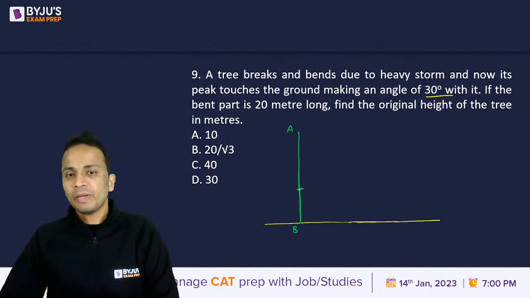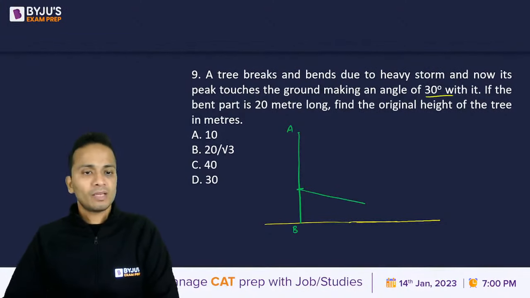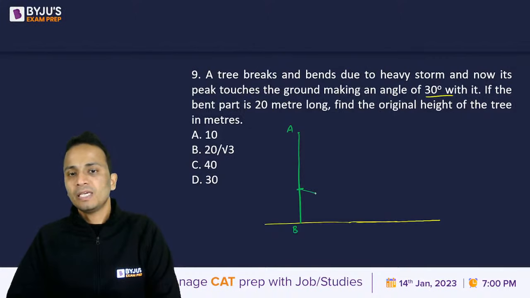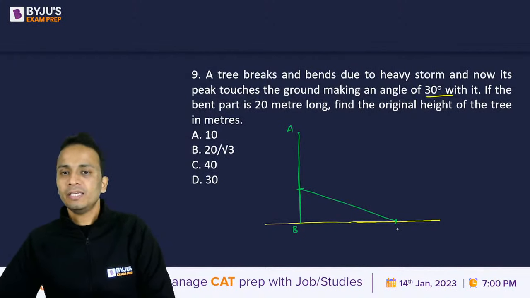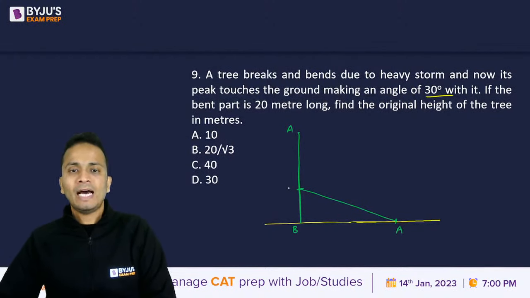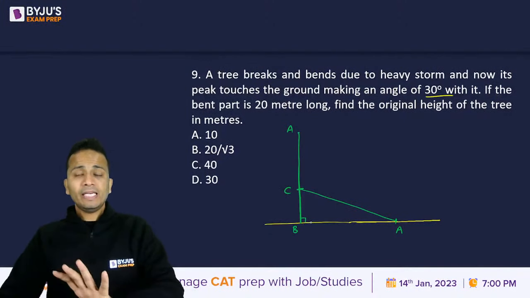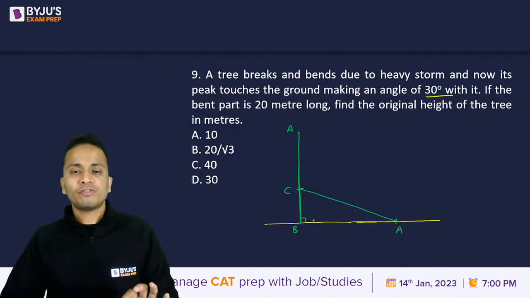So it breaks from here, and after breaking it bends, and the peak of the tree now touches the ground. The tree has fallen like this. So the point A, which was at the top, has come here on the ground, and the tree breaks from point C. Right? So this is the figure of the question.